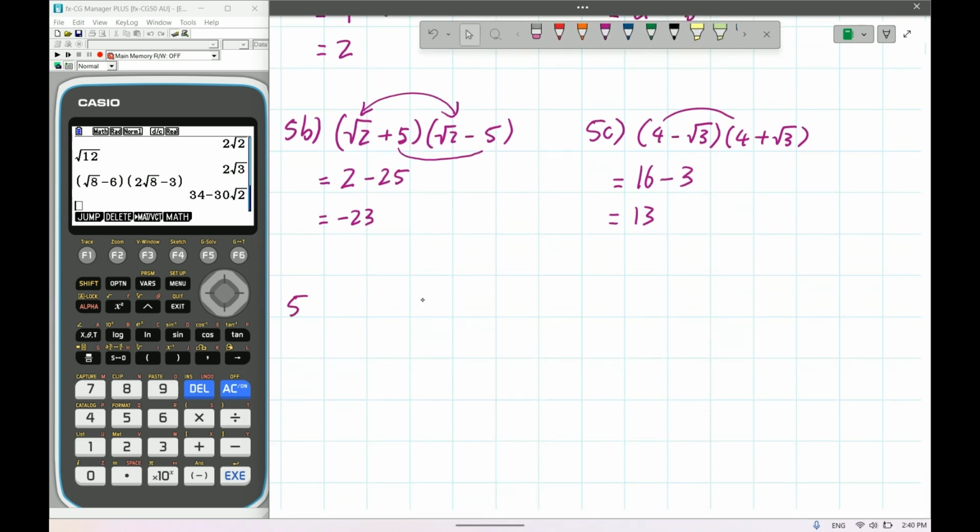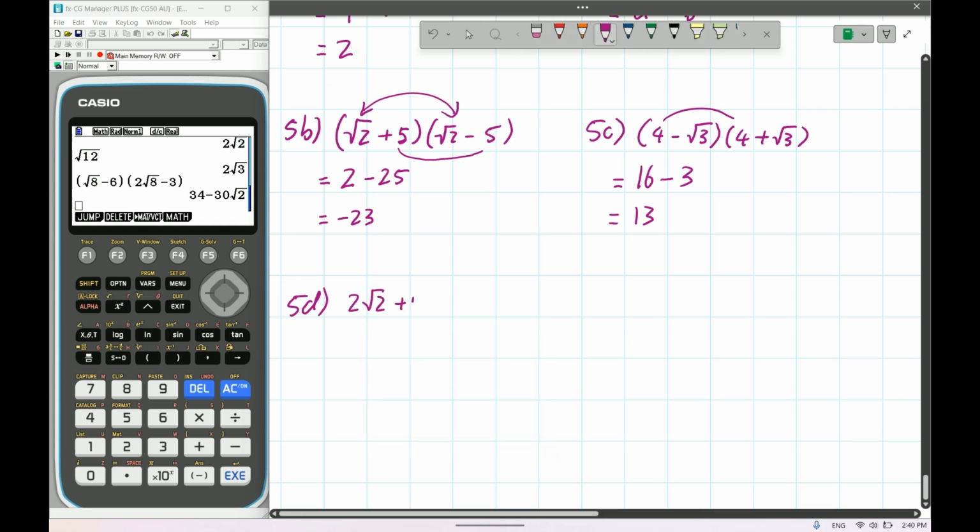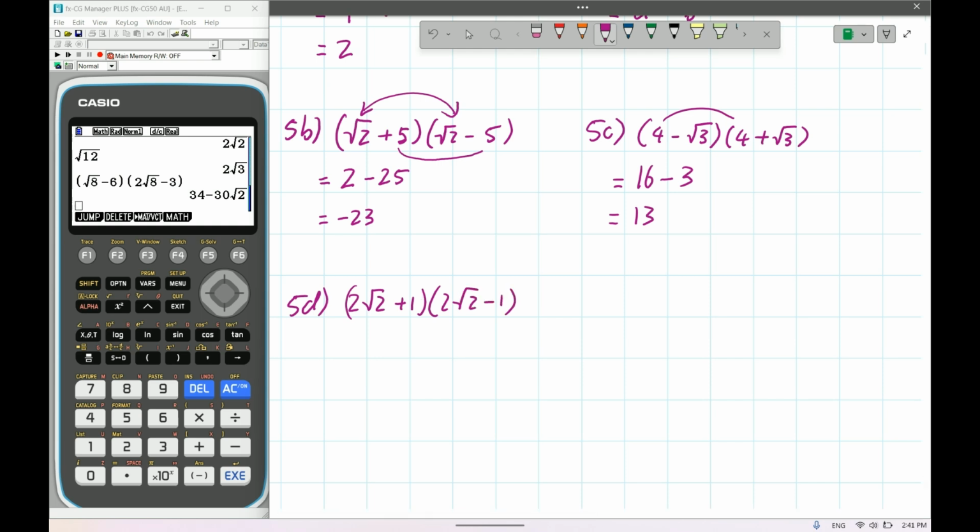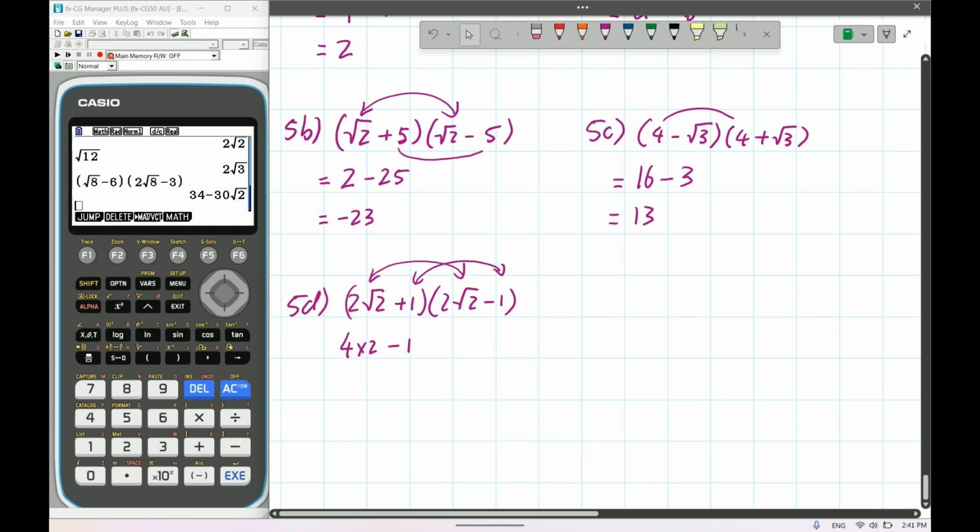Cool. 5d, let's have a look. So you got 2 root 2 plus 1, and you got 2 root 2 take 1. Same thing. Because you have two sets of brackets that look identical, except that one's a plus and one's a minus, we can just multiply the first parts and the last parts. So 2 square root 2 times 2 square root 2 becomes 4 times 2, and then plus 1 times minus 1 is a minus 1. So this one will become 8 minus 1, which comes out to be 7.